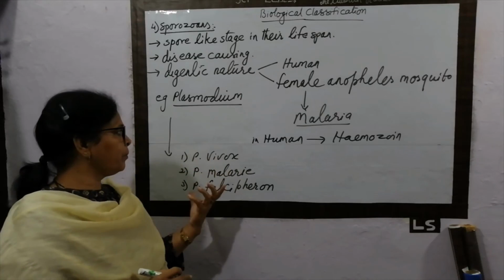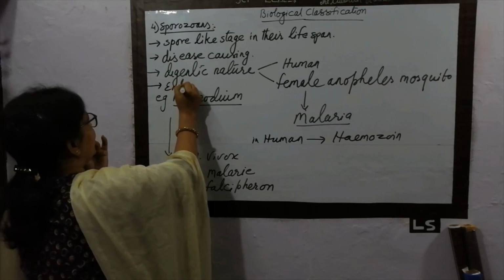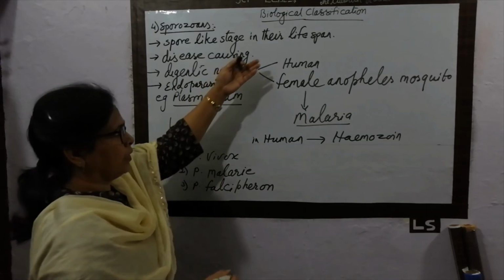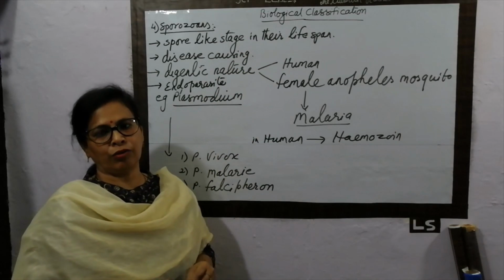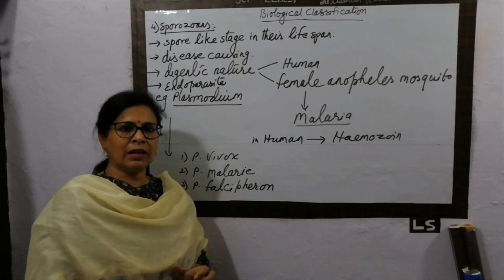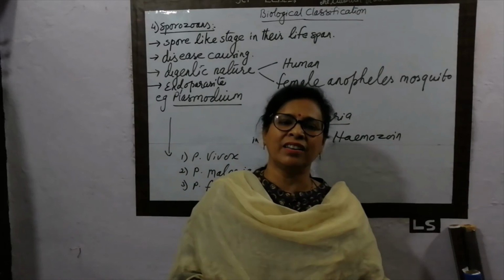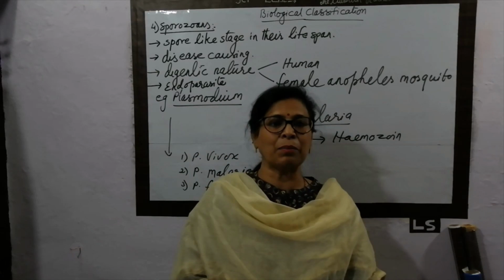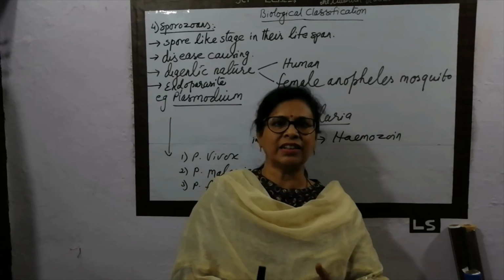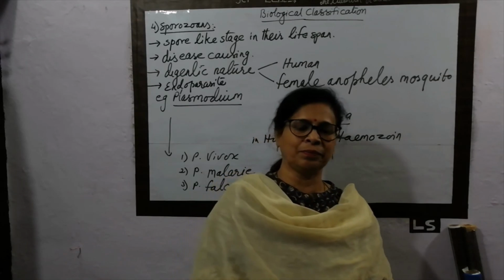One more important character you can write is that it is an endoparasite. Endoparasite means it lives inside the body of its host, whether it is a human or the female Anopheles mosquito. So this is the protozoan. Different types of protozoans are there: that is amoeba, that is paramecium, that is leishmania, that is the malaria parasite, the plasmodium. All these are different types of protozoans, and generally these protozoans are disease causing protozoans.